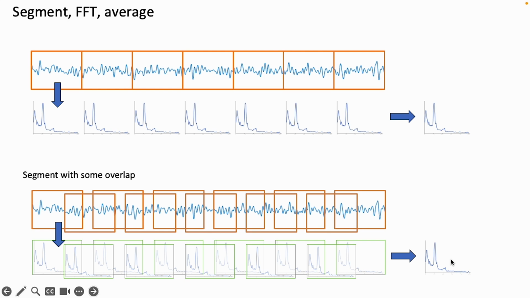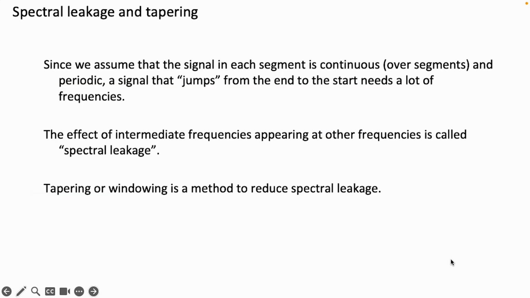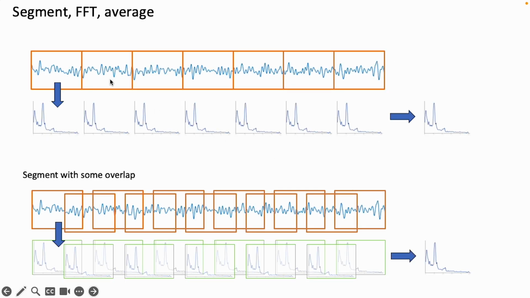So why are we using this overlap? That has to do with spectral leakage. We're assuming that the signal in each segment is continuous, and we're assuming that it's continuous over the segment. So we're assuming that over here it's continuous.